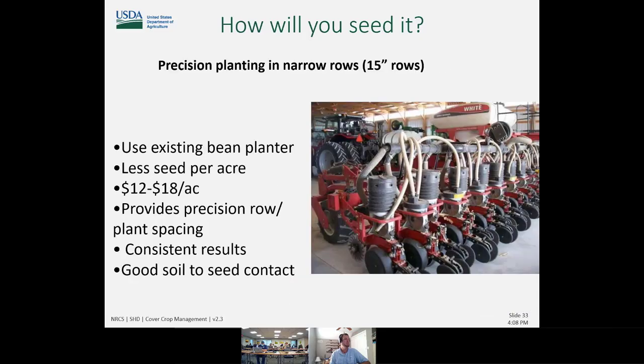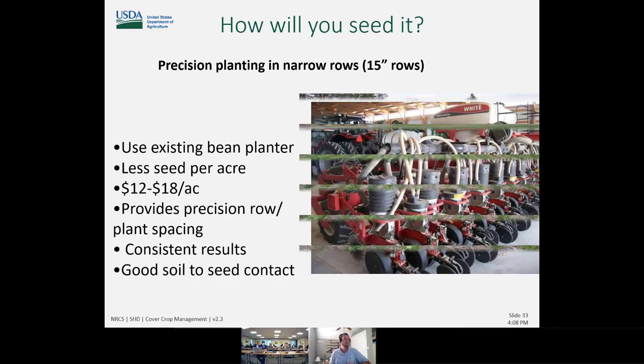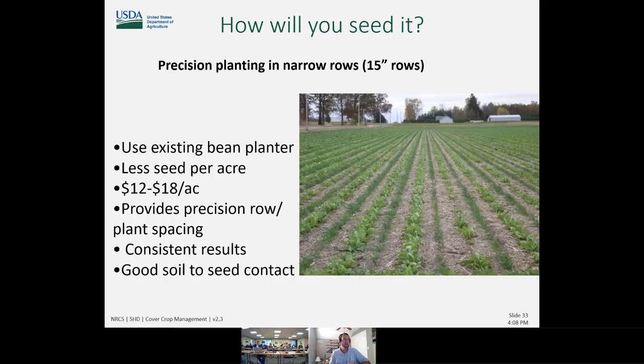Also, producers may utilize existing planting equipment that they have, like a precision planter. This is somewhere around $12 to $18 per acre. It's going to provide precision row plant spacing, good consistent results, and good seed to soil contact. This may also offer that producer that has an objective, let's say that they're doing strip till and they want to substitute maybe a cover crop to substitute that strip till operation, or that strip till pass.